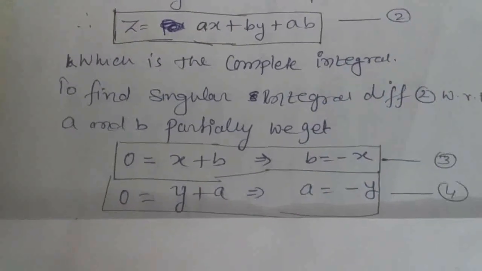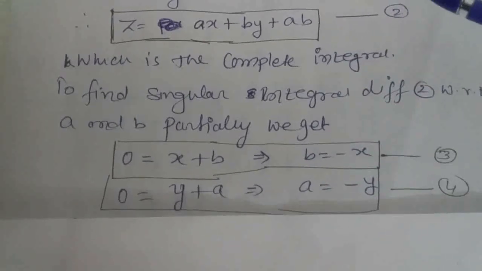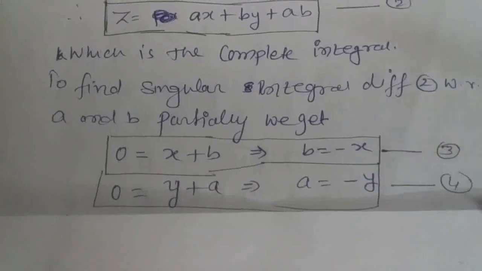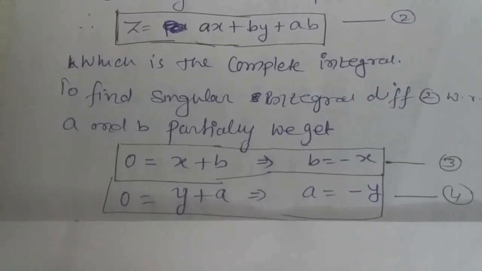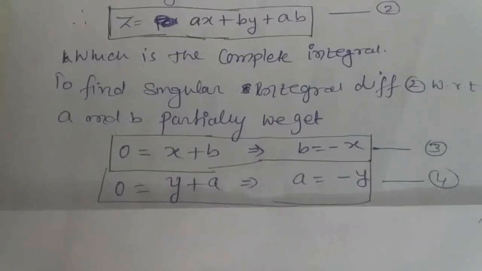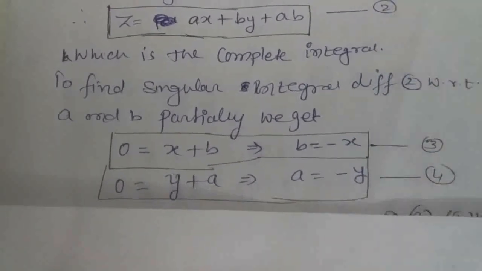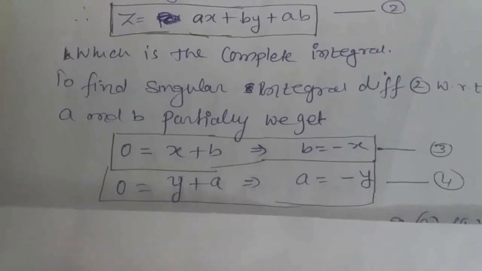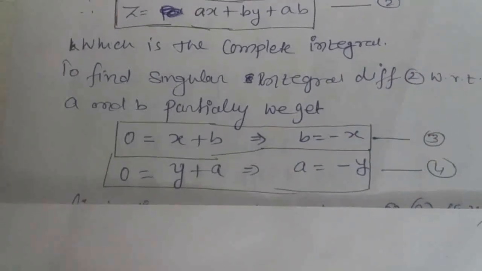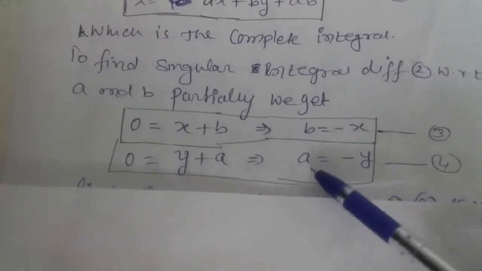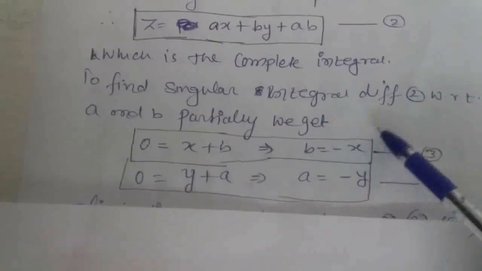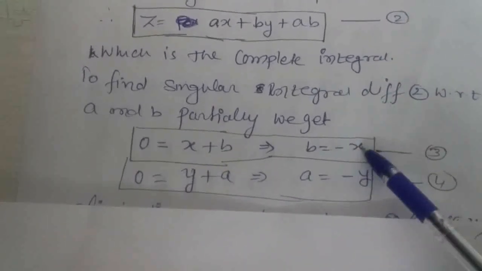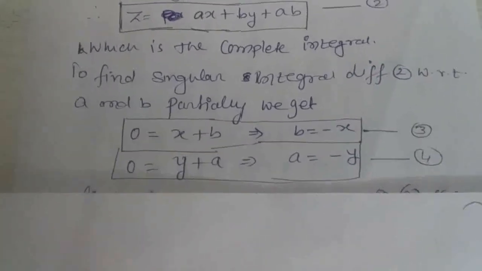Now we are going to eliminate a and b between equations second, third and fourth to obtain the singular integral. So we have to establish a relation by using equations second, third and fourth such that the relation is free from a and b. So what we do, we put the values of a and b in terms of x and y, which are a equal to minus y and b equal to minus x, in equation second.